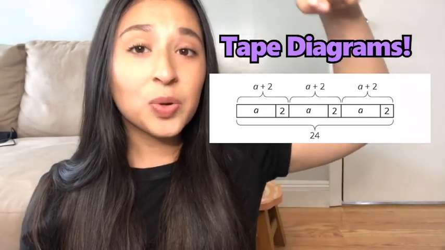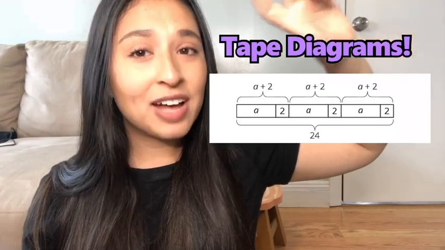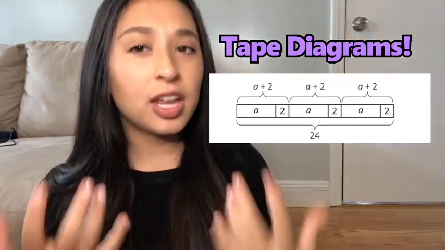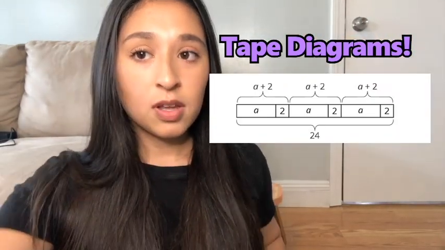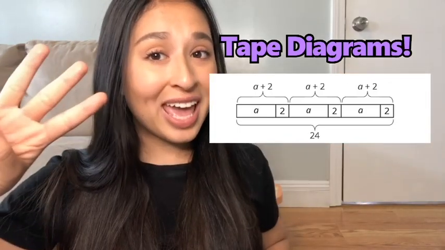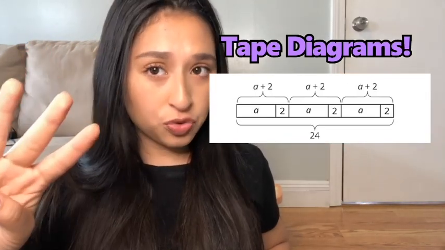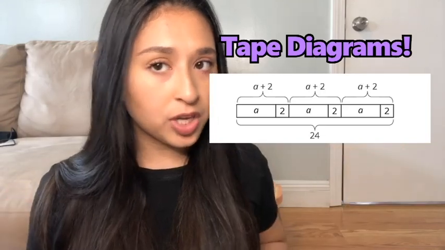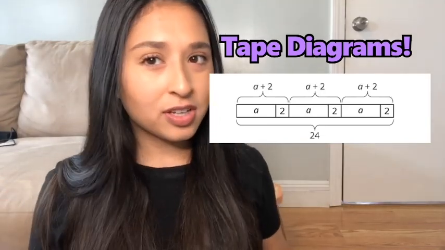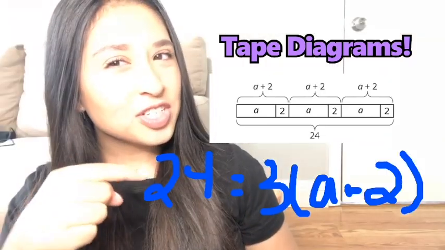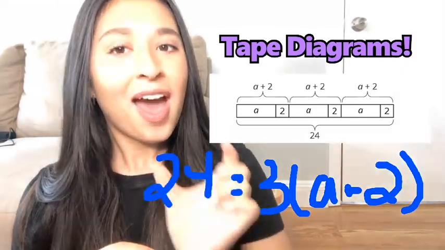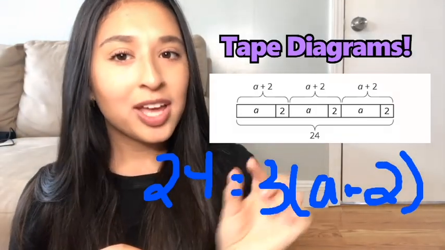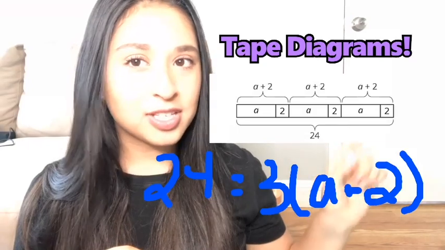So right over here, we notice that there are 3 groups of A + 2 in our tape diagram. So if you notice, I have 3 A's and 3 2's. Right? So if I were to form an equation, what do you think it's going to look like? Yeah, our equation might look a little something like this. I have 24, which is my total, and then I have 3 groups of A + 2.